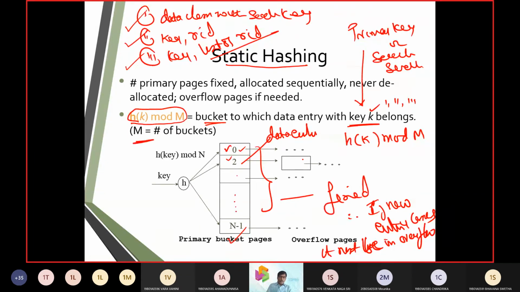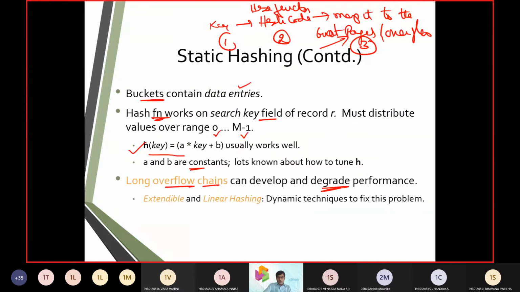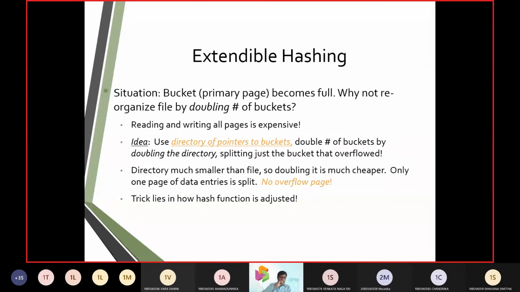So we gave this item as an overflow item. So if there are multiple overflows or the overflow chain is going to increase, it degrades the performance of the hash function. So that is what we are going to embed at this point.